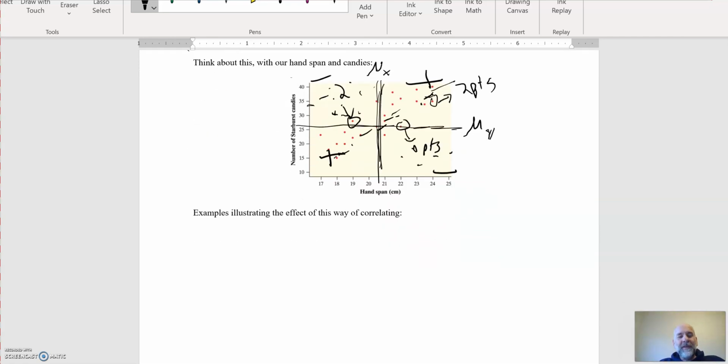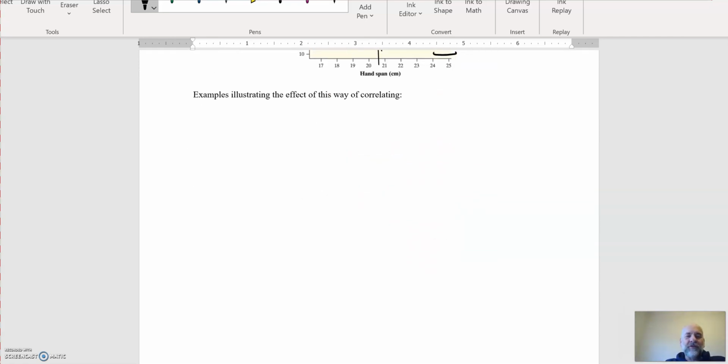But there's a few things, and so we're going to have some examples showing the effect of this. This does some weird stuff. So what if you had curve data like that?